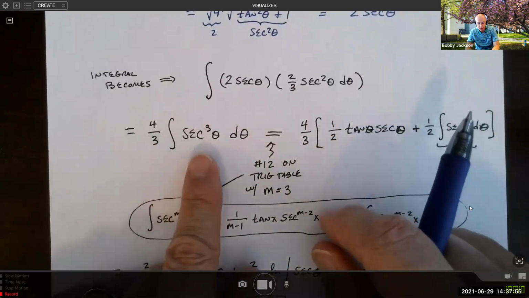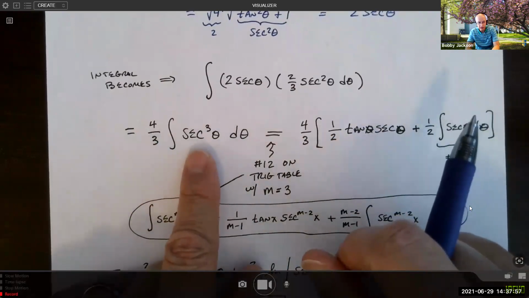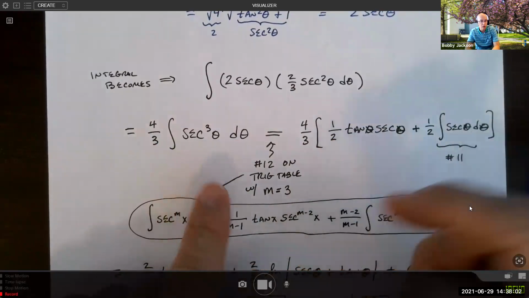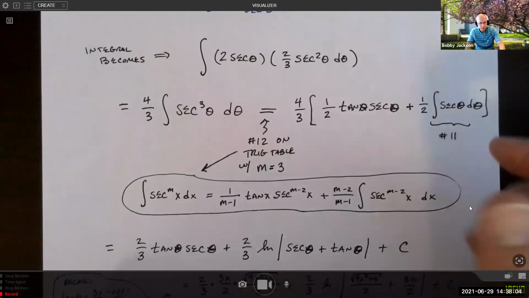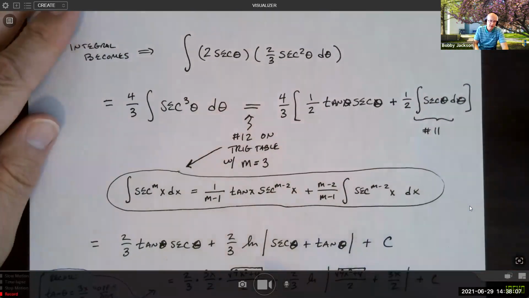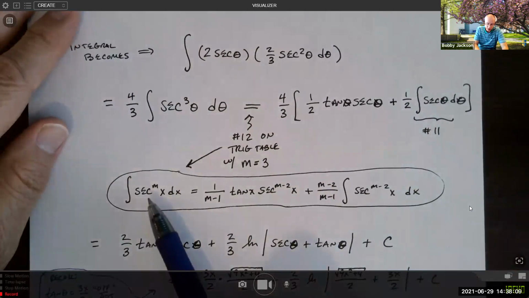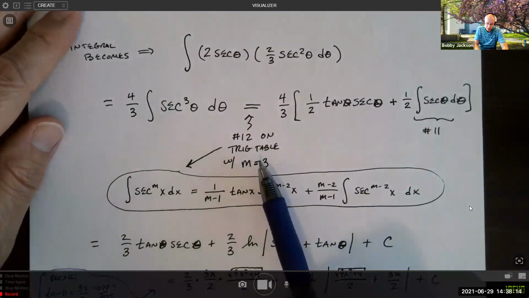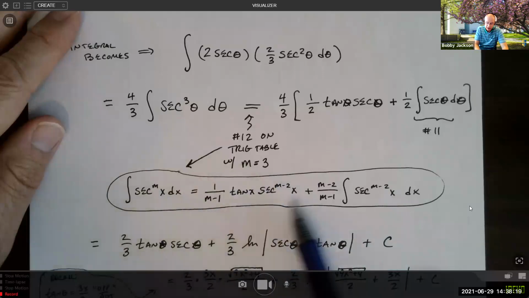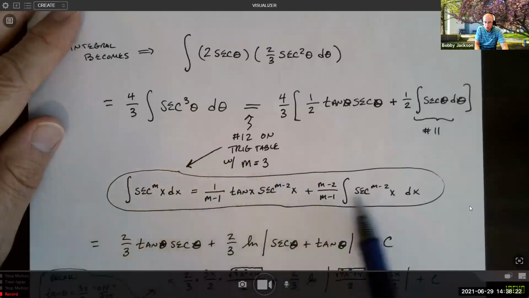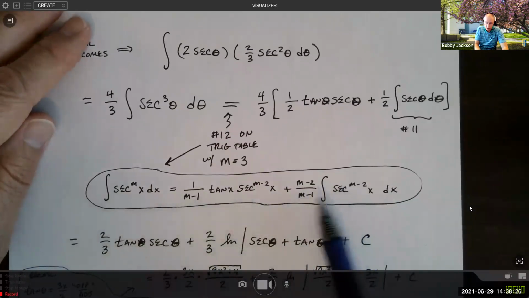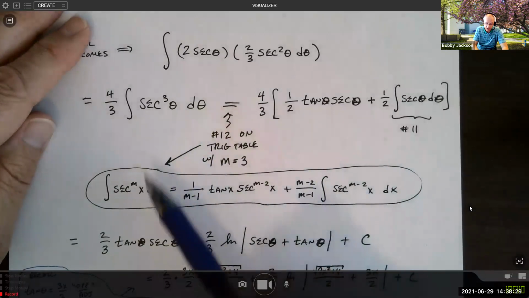Secant theta times secant squared theta gives me secant cubed theta. Now that one, I would not expect you to memorize or know. We do have our trig table, which gives us this formula for powers of secant. It's number 12 in our trig integral table in the book. So with m equal to 3 in this case, I went ahead and just wrote out the whole integral form. And so I've got 4/3, and then plug in m is 3.